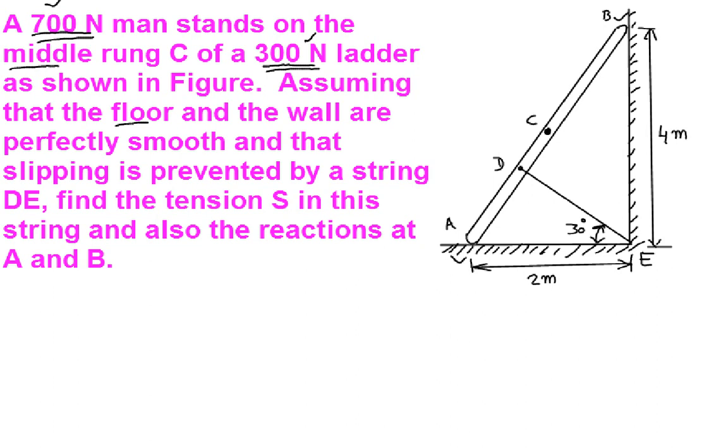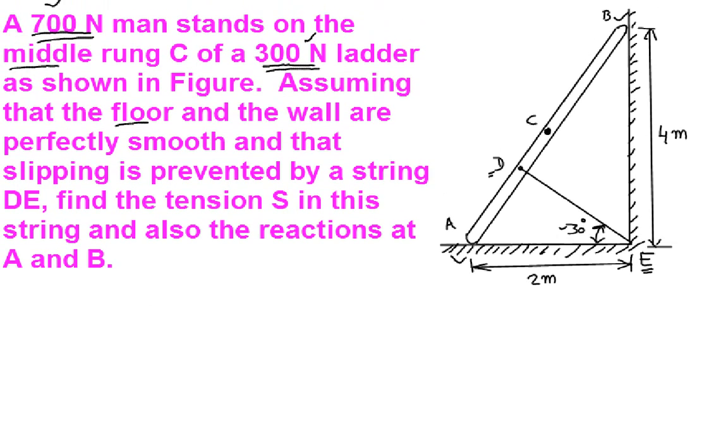Further, we are assuming that the floor, that is the surface here, and the wall, that is the surface here, are perfectly smooth. If these are smooth, obviously the ladder AB will slip both at A and B, and that is prevented by a string DE. The end E of the string is tied to the corner of the wall, and the other end is tied at D. The angle is defined by 30 degrees as shown here.